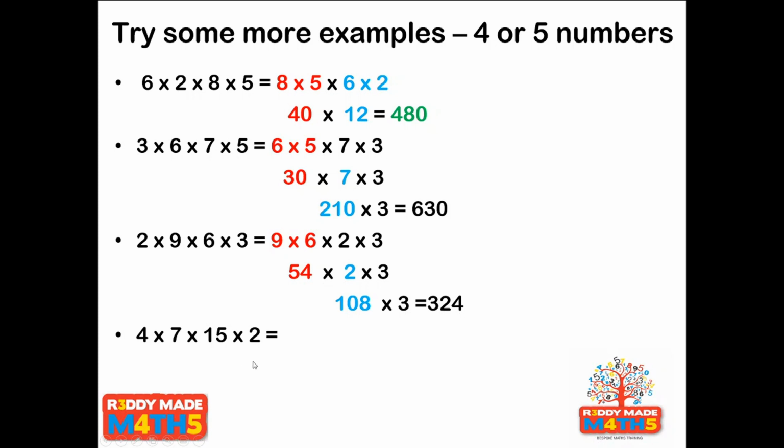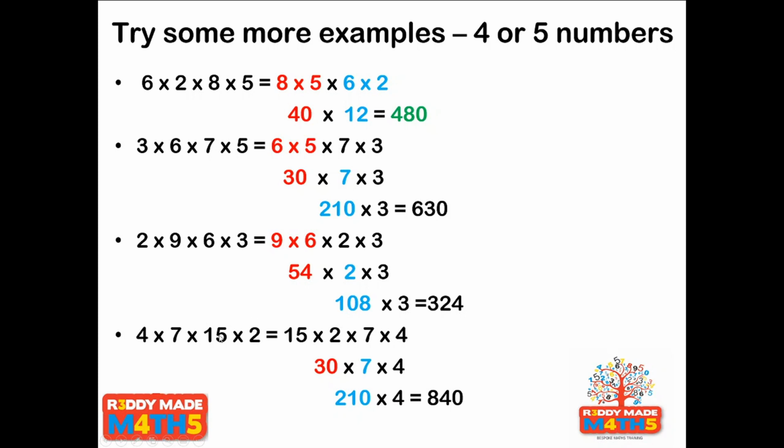The final one, again, we've got two options, I think, here. The 15 can go with the 2 to make 30, or with the 4 to make 60. I decided to go with 15 times 2. That made me 30. I times that by 7, which gave me 210, and I multiplied that by 4.